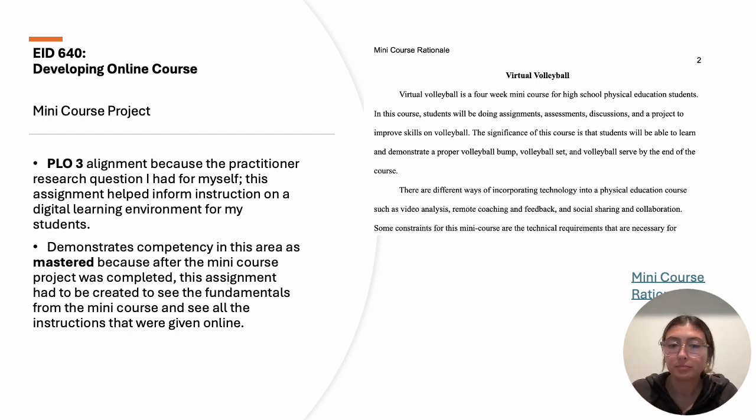And I put this down as mastery skill because after the mini course project was completed, this assignment had to be created to see the fundamentals from the mini course, and I see all the instructions that were given online. So I created my mini course project, and then I created a paper and I had to talk about what everything was meaning, how it could help others, like the students, and how students can answer the questions and what was the importance of it all behind it. But I also included this mini course rationale in the document here on the presentation.